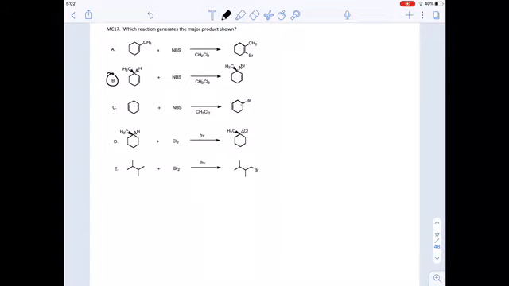C is going to be incorrect because when you add the NBS, not only are you adding it to the spot where the double bond was on, you're actually getting rid of the double bond in the product. So this is completely wrong.